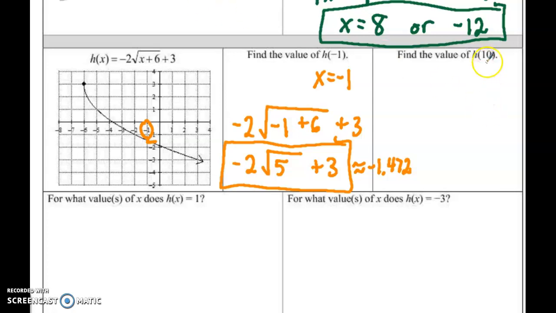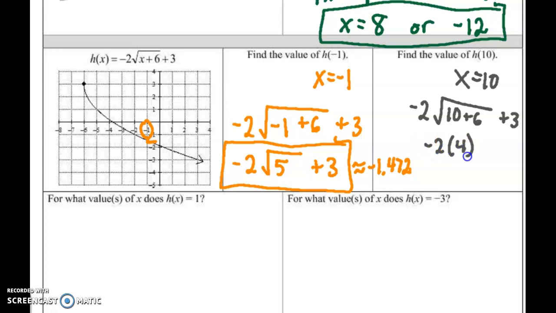Same thing with the next one, except this would not be advantageous to look at the graph, because if you look at the graph for x equals 10, it doesn't even appear. It's all the way over here. So this is where you would for sure want to use a calculator. Well, you don't even need a calculator, because 10 plus 6 is 16. The square root of 16 is 4. If you do negative 2 times 4, you get negative 8, and add 3 to negative 8, you'll get negative 5.